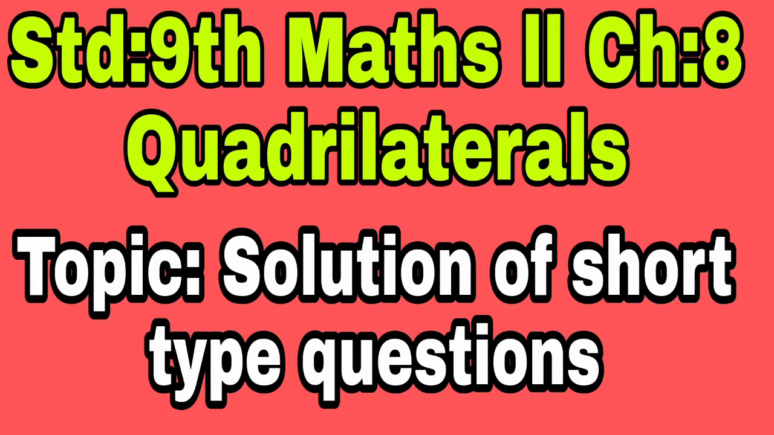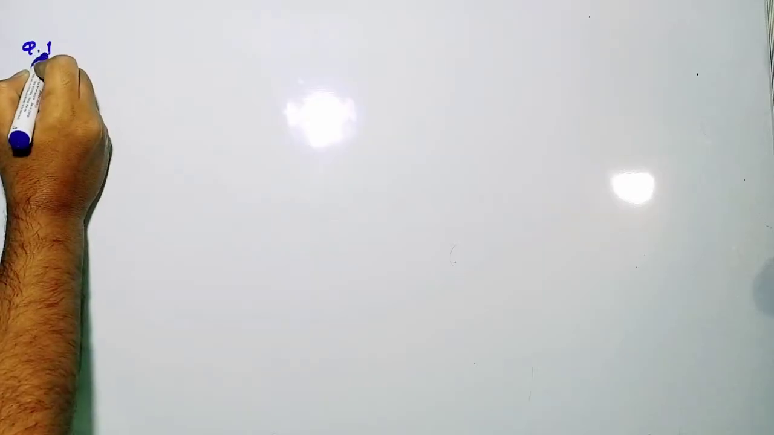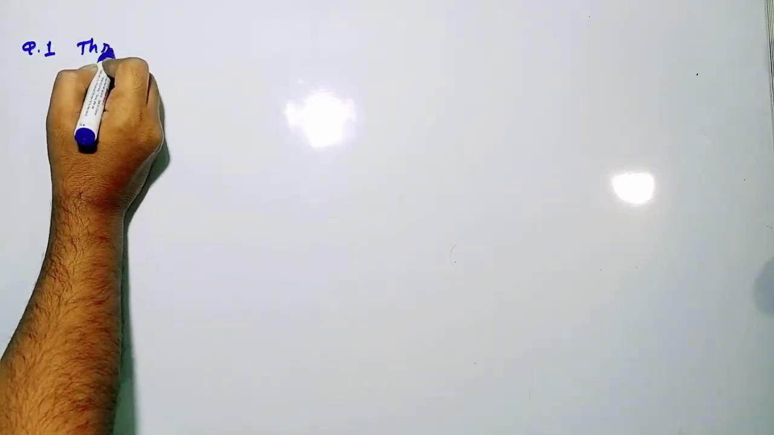Welcome back to the class of Ravi sir, the easiest and finest way to learn the concepts of mathematics from standard 9 to 12th. Students, in our today video lesson of standard 9th maths chapter 8 quadrilateral, we will do the solution of short type questions. Right students? So let us see a few questions over here.